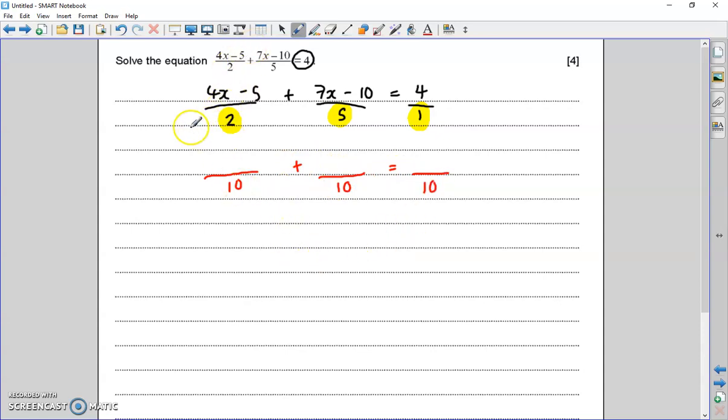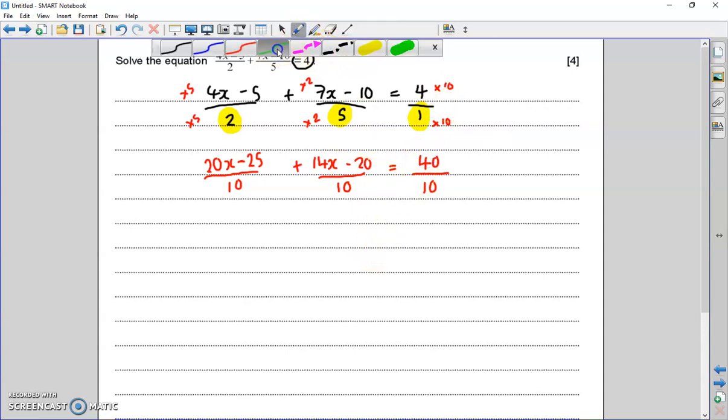Right, what do we times by? We times by 5 on the first fraction, so that's 20x minus 25. We times by 2 on the second fraction, 14x minus 20. And we times by 10 on the last one, so 40 over 10. Then this is the fun bit. Scribble, scribble, scribble, all gone. And tidy up the left-hand side.